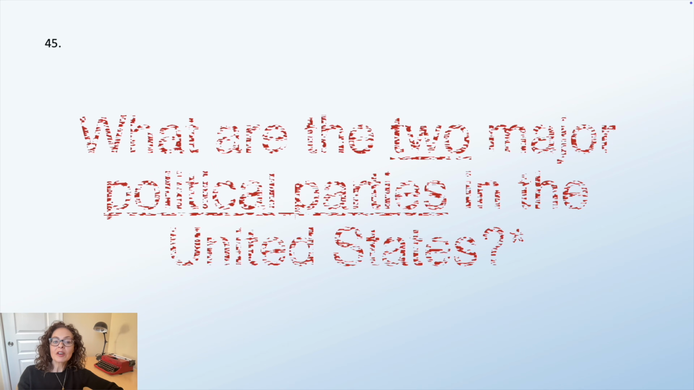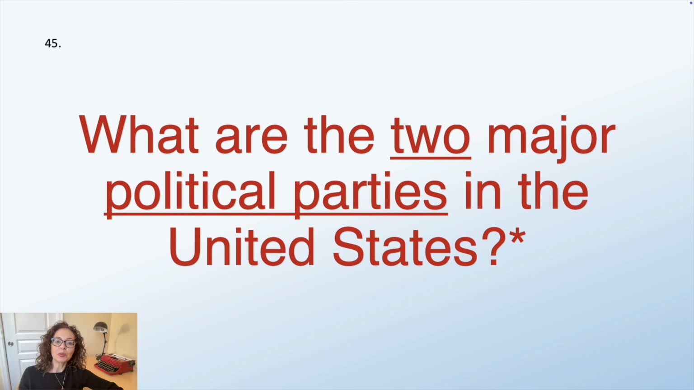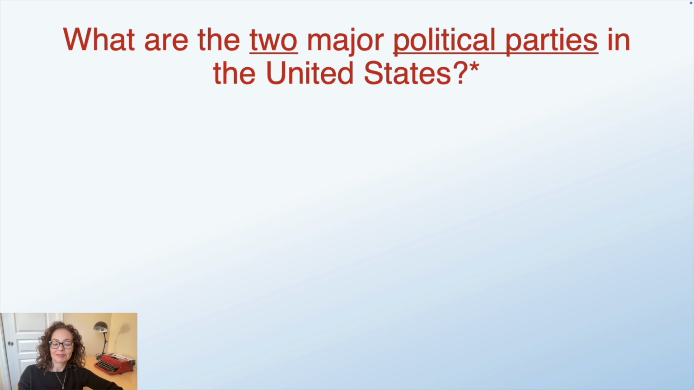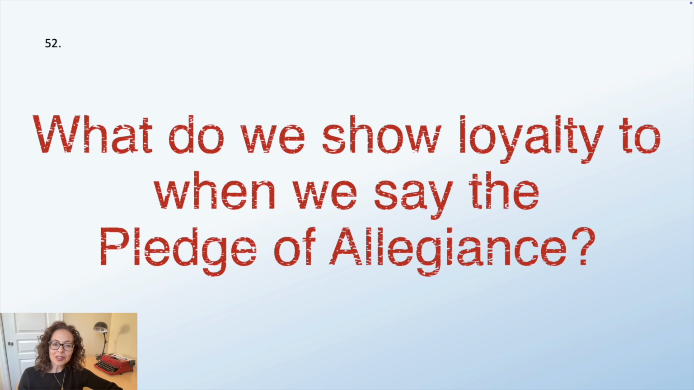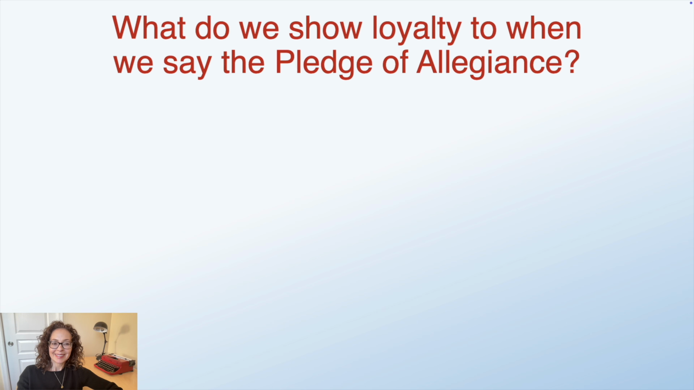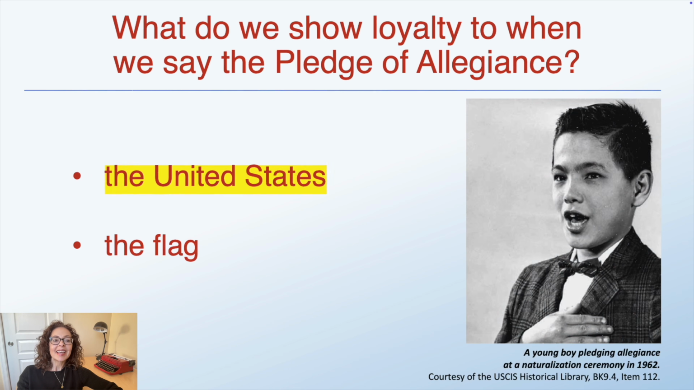What territory did the United States buy from France in 1803? Louisiana. What are the two major political parties in the United States? The two major political parties are Democratic and Republican. What do we show loyalty to when we say the Pledge of Allegiance? That is the United States, or the flag.